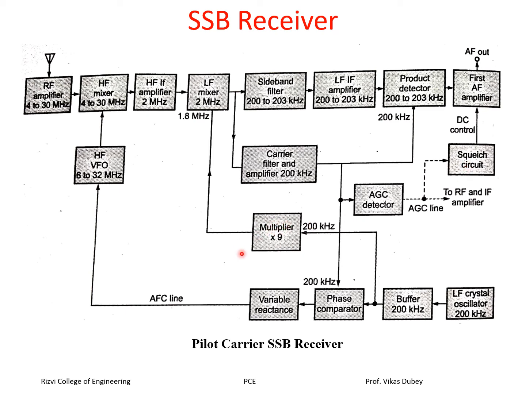Then the multiplier is just to increase the sensitivity of the receiver, and the output is given to the RF LF crystal oscillator buffer, 200 kilohertz, and a phase comparator. This will compare the phase coming from the LF mixer and the carrier. The phase is compared, and then it goes to the variable reactance modulator, which will control the voltage controlled variable frequency oscillator, in which the frequency can be changed.